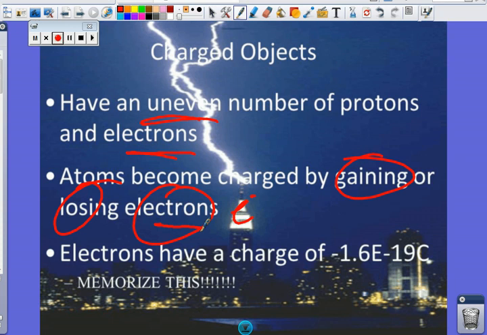These electrons have a charge of 1.6 times 10 to the negative 19th coulomb. We'll get into what a coulomb is in a minute, but it's the unit of charge. So you become charged by losing or gaining an electron. If you lose an electron, if you lose your negative, all of a sudden you're positive. If you gain an electron, now you're negative. You lose an electron, you are positive.